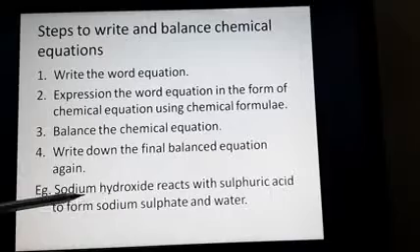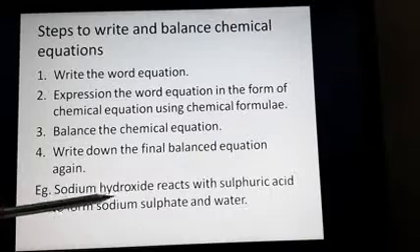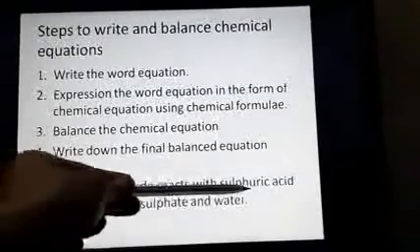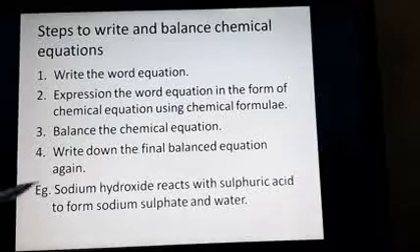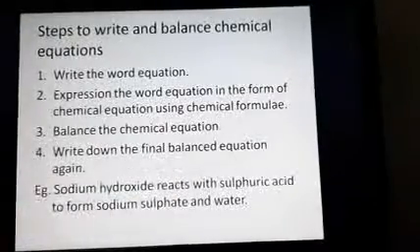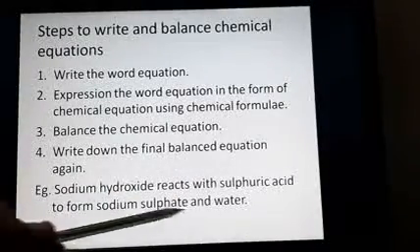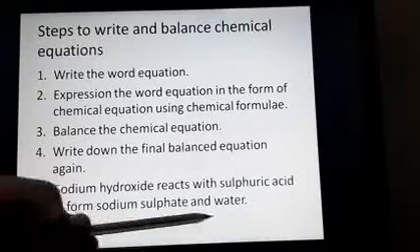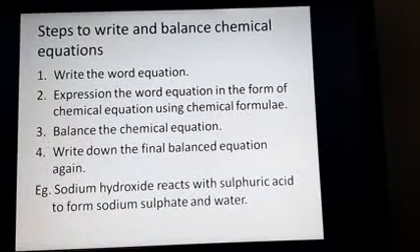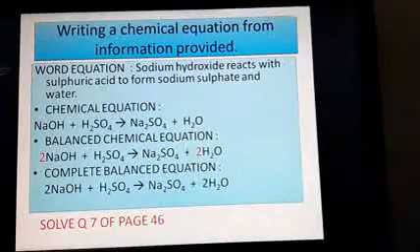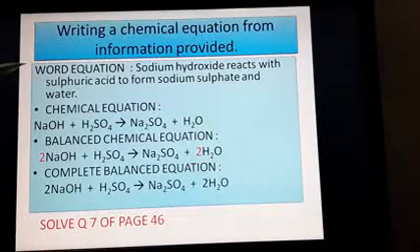We know that sodium hydroxide is a base because it ends with a hydroxide, whereas sulfuric acid is an acid. And therefore, an acid and a base will always give you some kind of salt and water. So, we can predict the products here. Now, first thing is we have to do the word equation. Then we have to transform it into a chemical equation.